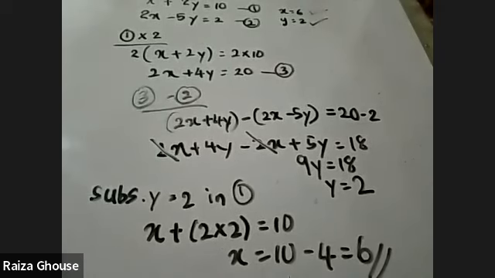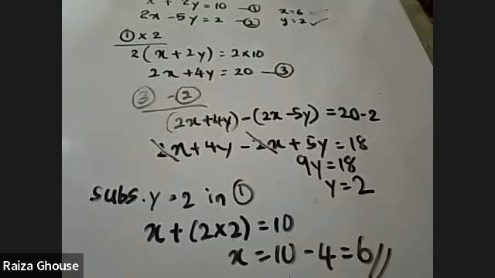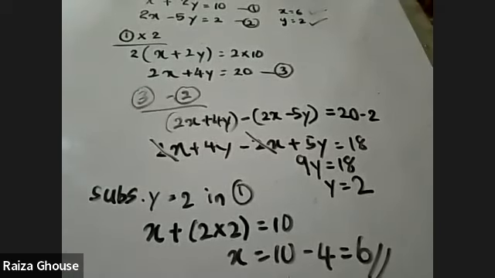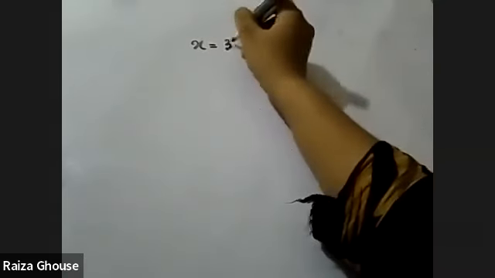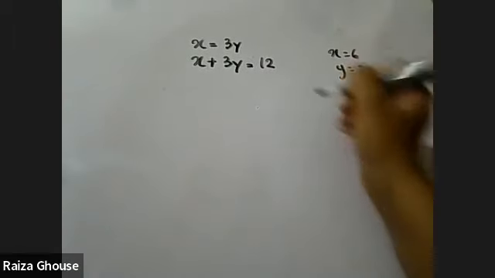Now I'm going to the next one. The second one's answer I'm expecting from Sabiha. What is the answer for x and y, Sabiha? x equal to 6, y equal to 2. Okay, x equal to 6 and y equal to 2. So let's see whether her answers are correct.